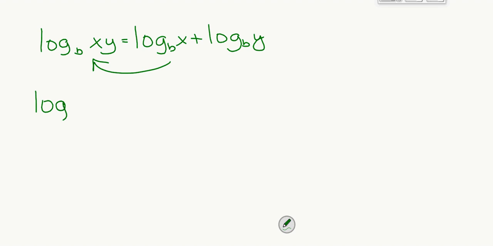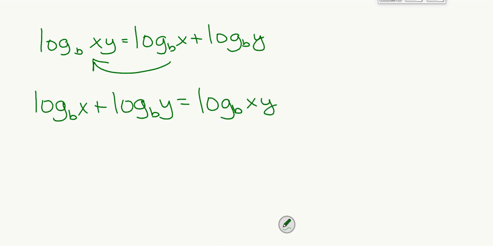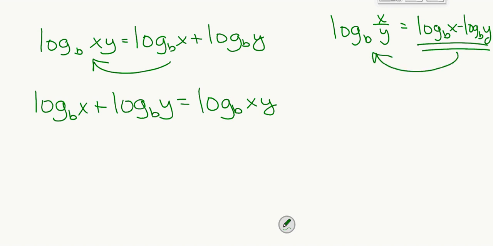If we have the log base b of x plus the log base b of y, we're going to be able to rewrite that as a single logarithm, the log base b of xy. Our other two properties of logarithms are the log base b of x divided by y, which equals the log base b of x minus the log base b of y. Again, we're going to take that subtraction one and change it into a single logarithm with division.